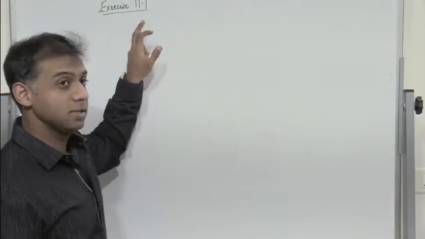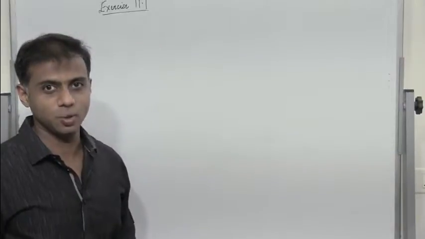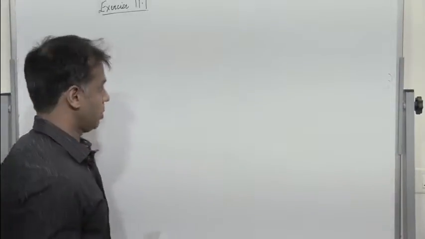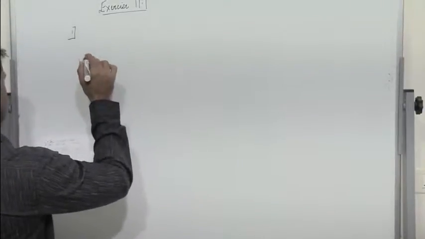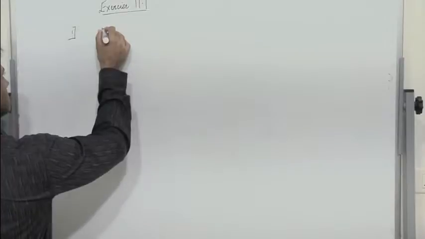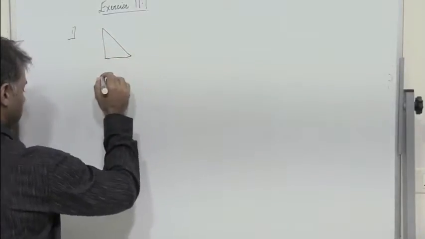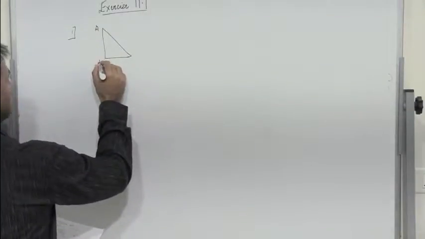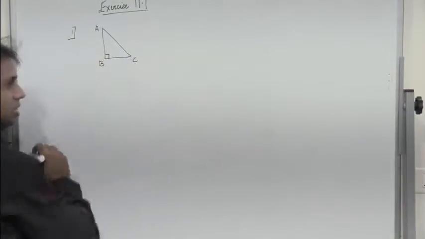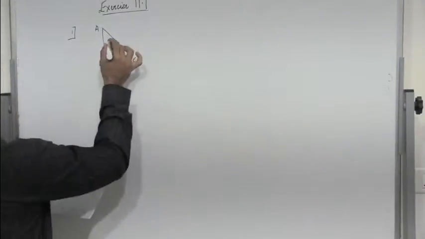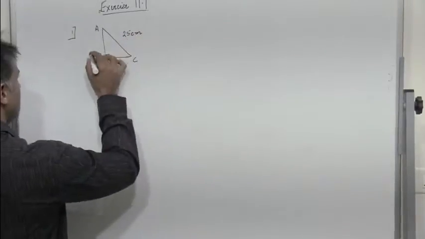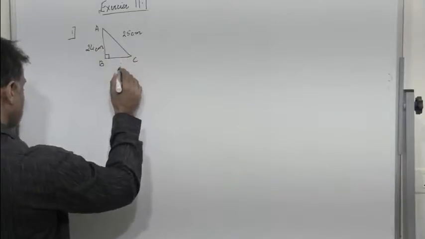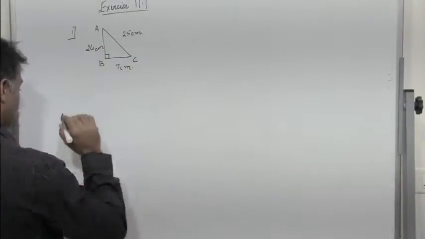In this lecture session, we will try to solve all the problems from exercise 11.1 of your textbook. So let's see the first problem. The first problem states that consider a right-angled triangle. This is 90 degrees at B. So you have AC is 25 centimeters, AB is 24 centimeters, and BC is 7 centimeters.